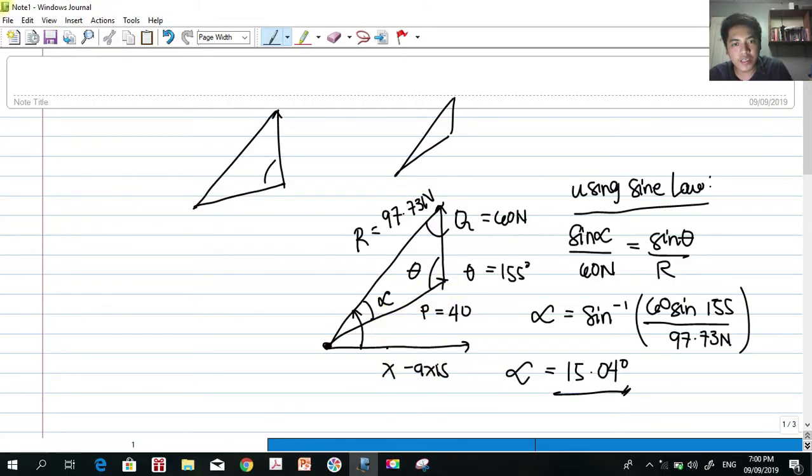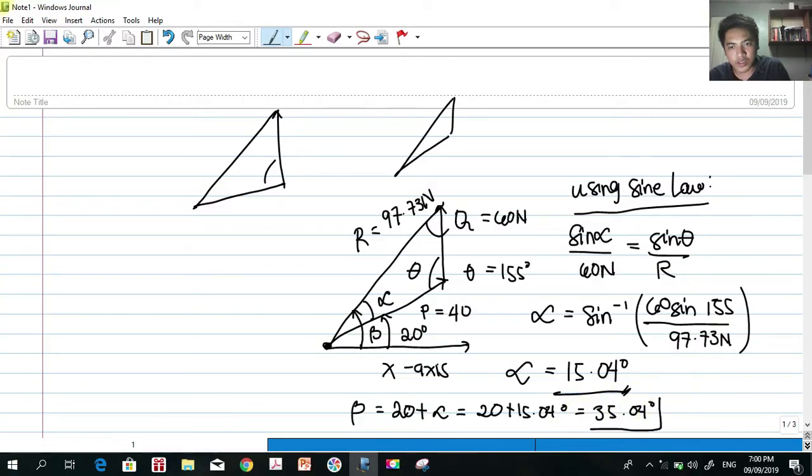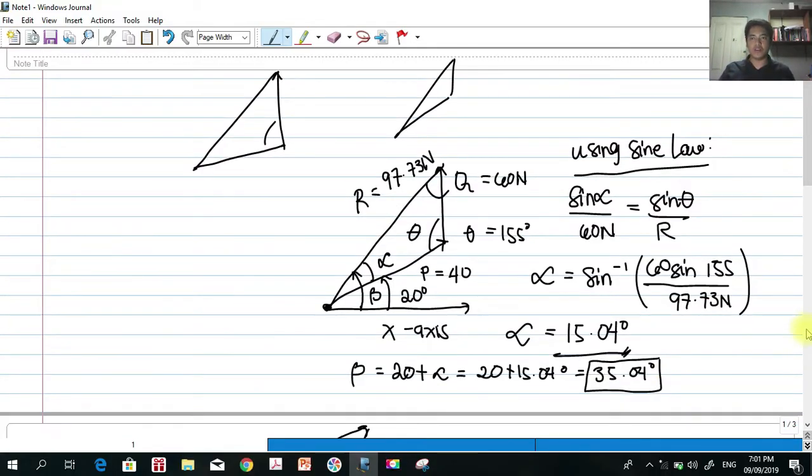According to our problem a while ago, if this is 20 degrees, I could get that angle, let's call it beta. So now the beta will be simply 20 plus the alpha, that is 20 plus 15.04 degrees, and that is equivalent to 35.04 degrees. That should be the angle of the resultant.